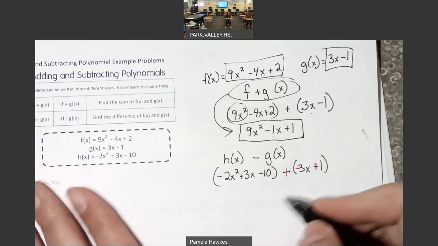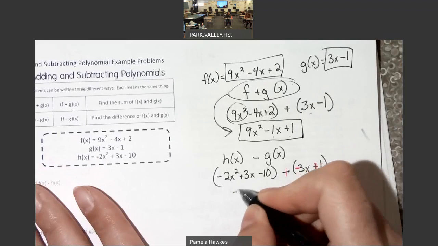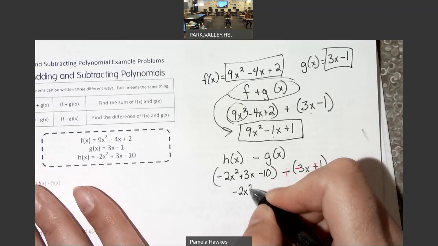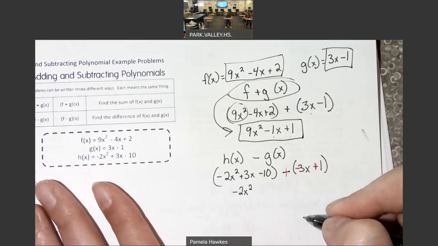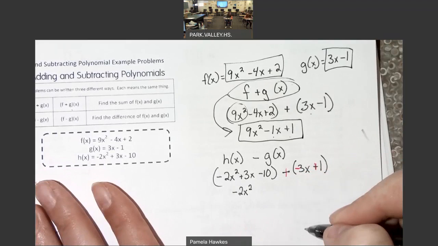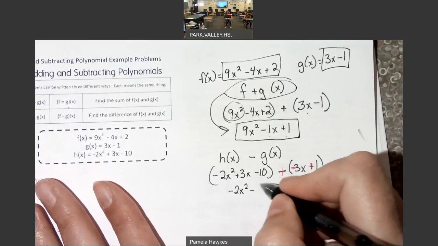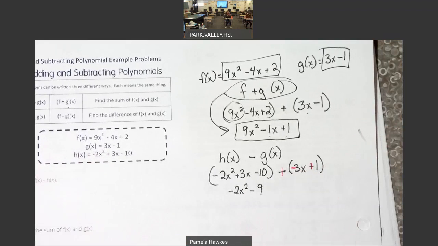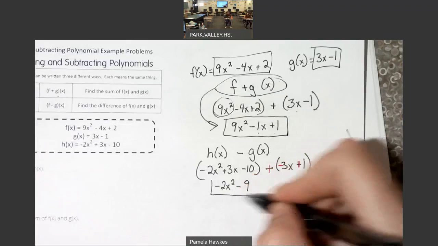So what's my answer? Say it loud, I heard it back there. Negative 2x squared minus 9. What happened to the 3 x's? They cancel each other out. Are you good with that?